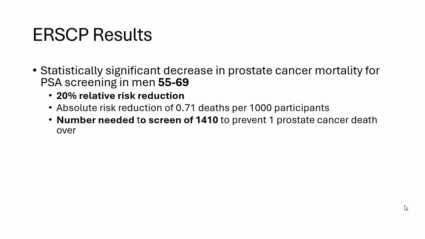So when looking at the study overall, there was a statistically significant decrease in prostate cancer mortality for PSA screening in men between the ages of 55 and 69, with a 20% relative risk reduction, but only an absolute risk reduction of about 0.7 deaths per 1,000 participants. Therefore, the number needed to screen is about 1,400 to prevent one prostate cancer death.